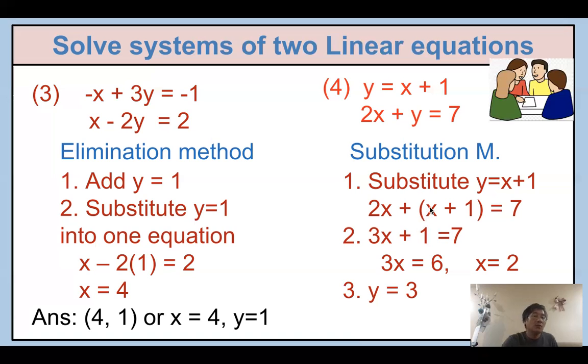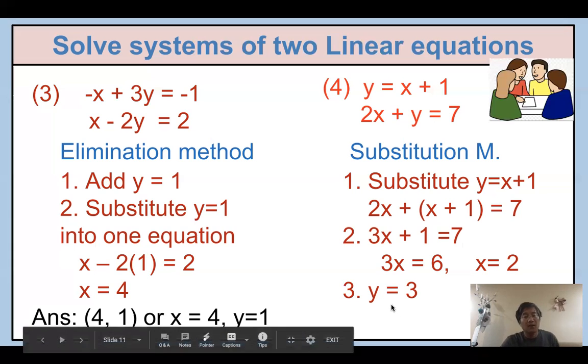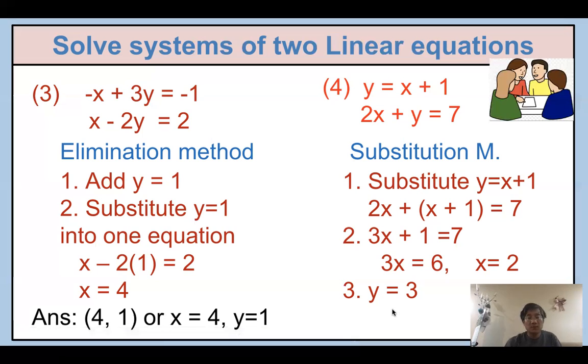You move 1 to the other side, right? To isolate the x variable here. So 7 minus 1 is 6. So 3x equals 6. And divide by 3 on both sides, x equals 2. And then once you get x equals 2, you go here. 2 plus 1 equals y. So y equals 3. Everybody understand? Good.